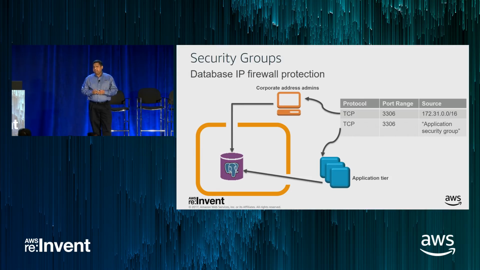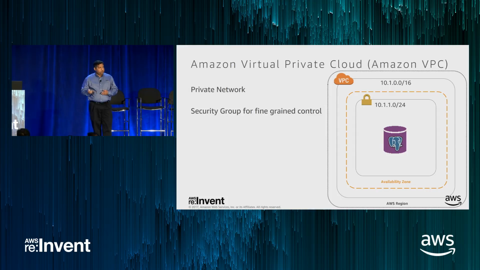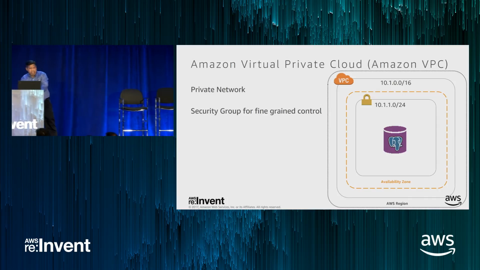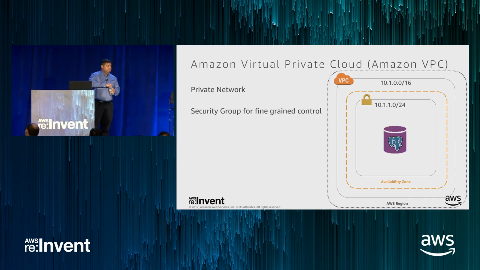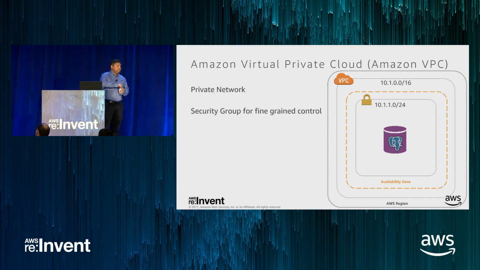If you're deploying anything for production, the way you want to deploy that is to use VPC. What VPC allows you to do is deploy your Postgres instance in a private network, which is accessible by all your clients.